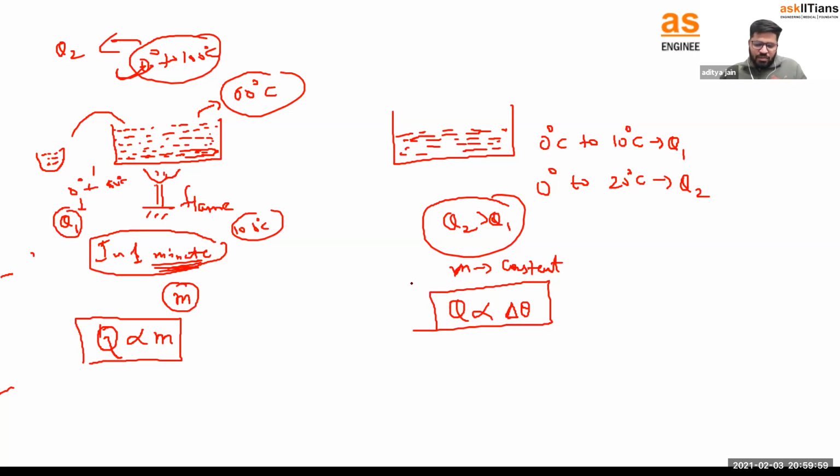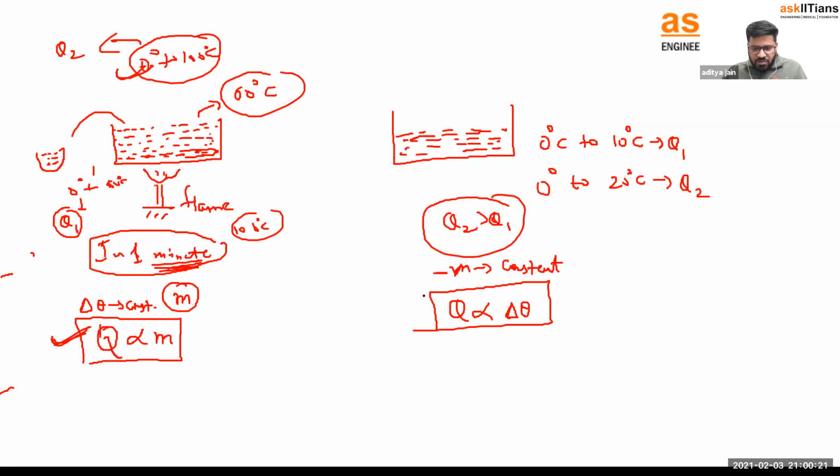So we have seen two things. First, we have seen that the increase in temperature was constant. For a constant increase in temperature, the heat required was directly proportional to the mass of the substance. So for more mass of substance, more heat will be required to increase its temperature by the same magnitude as in the previous case.